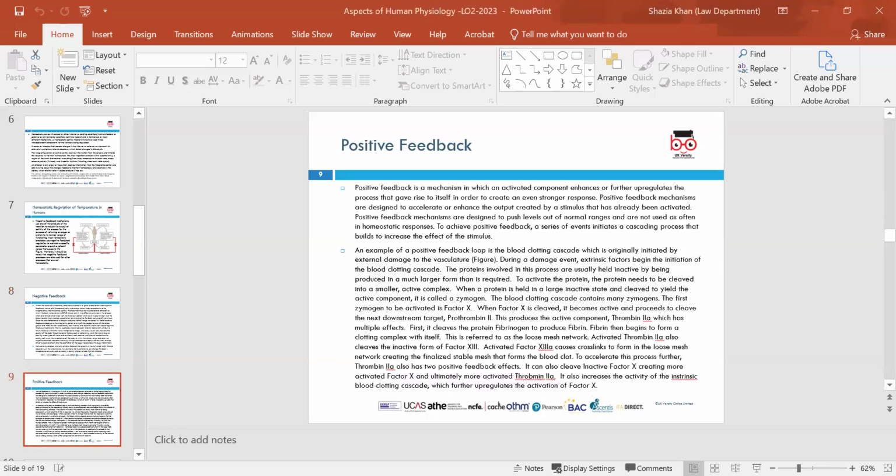Then we've got positive feedback in regards to homeostasis. Positive feedback occurs in nature when the product of a reaction leads to an increase in that reaction. If we look at a system in homeostasis, positive feedback moves the system further away from the target equilibrium. Positive feedback serves to intensify a response until an endpoint is reached.